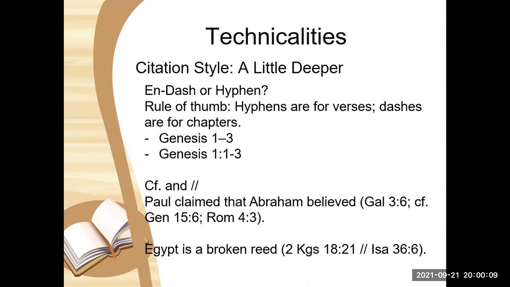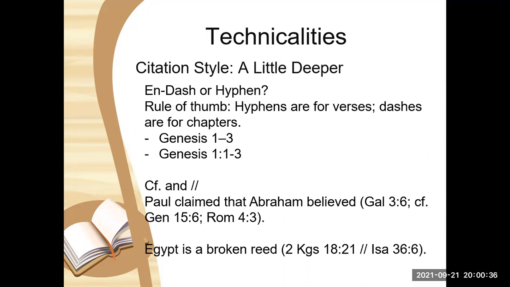Remember, I'm talking specifically about biblical books here. The dashes are also for page numbers, but that's a separate thing. You're going to be citing verse and chapter numbers in biblical text, not page numbers, right? So rule of thumb, hyphens are for verses, dashes are for chapters. So Genesis 1 to 3, chapters 1 to chapters 3, I have the long en dash.